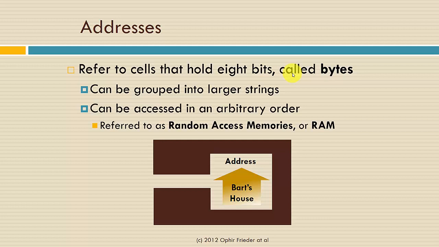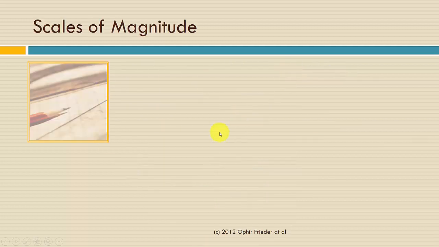It can be grouped into larger strings, can be accessed in an arbitrary order, referred to as random access memory or RAM. So when we're storing this information, these strings can be grouped into larger strings, taking up consecutive or contiguous spots in memory, and they can be accessed in any order, because we can go back and say we want this specific address and grab just that information. We don't have to grab information in the order in which it was stored. We can grab it randomly, hence the term random access memory, or the acronym RAM.